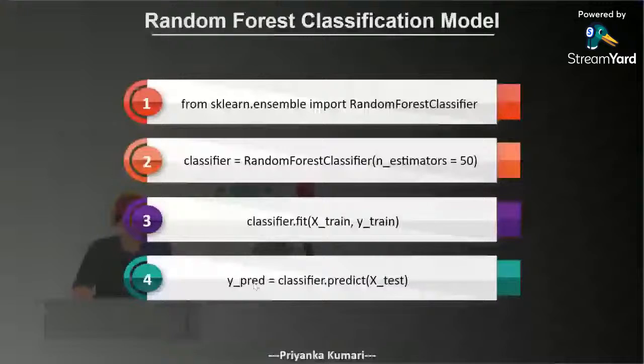Then let us see how to implement the random forest classification model. Again, from the same module, which is sklearn.ensemble, we should import RandomForestClassifier, and then create an object and pass n_estimators as 50, so it means that we are considering 50 different decision trees to build a random forest model, and then we are training it and predicting it using the fit and predict functions.